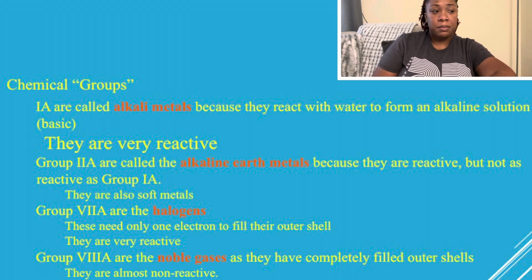My group 2 elements are referred to as the alkaline earth metals. They also are very reactive, but not as reactive as group 1. And those are soft metals. They have 2 valence electrons. My group 7, those are my halogens. They have 7 valence electrons. So those only need 1 electron to fill their outer shell, and hence they're very reactive.